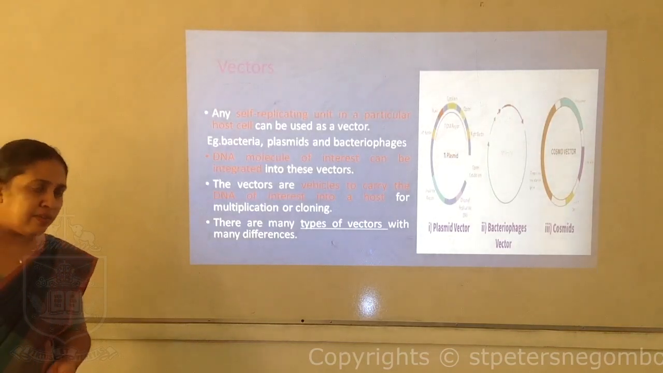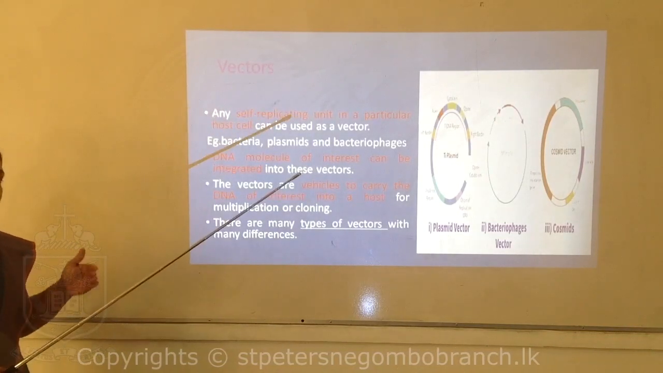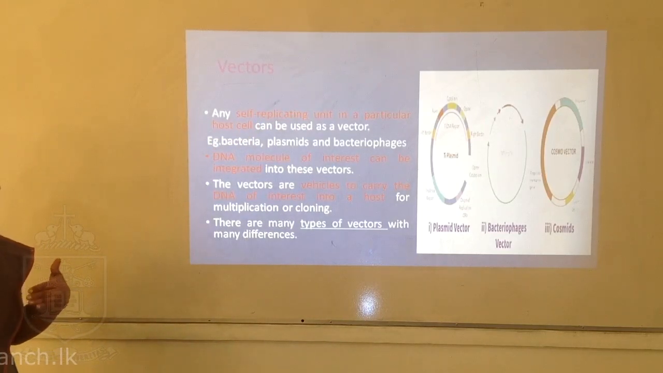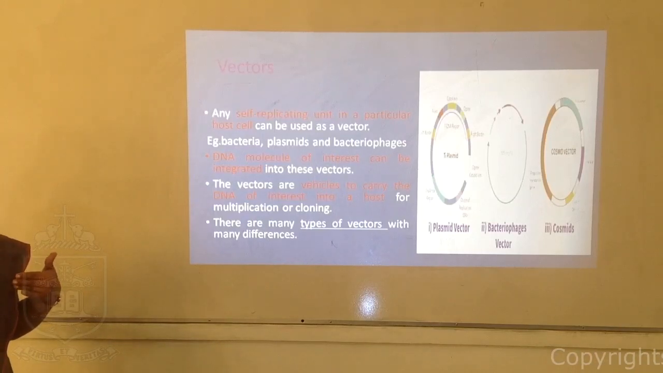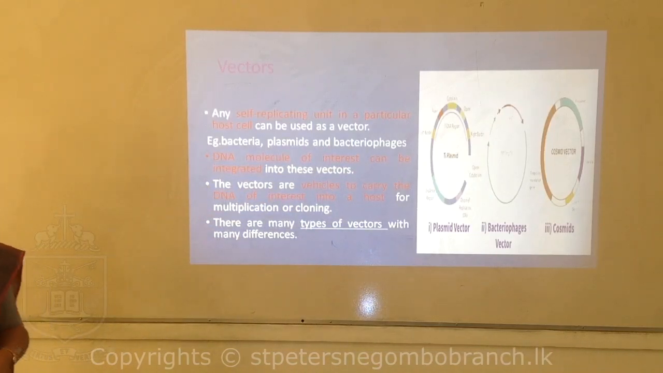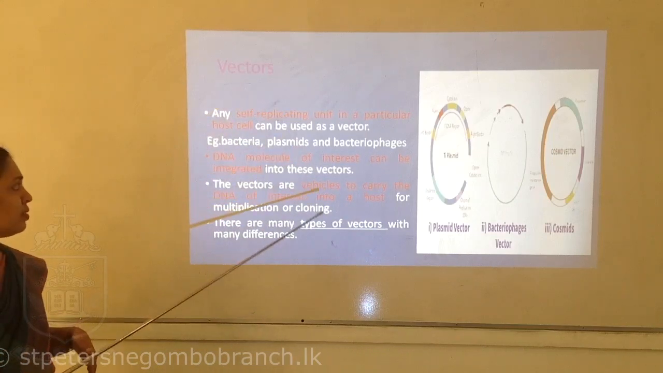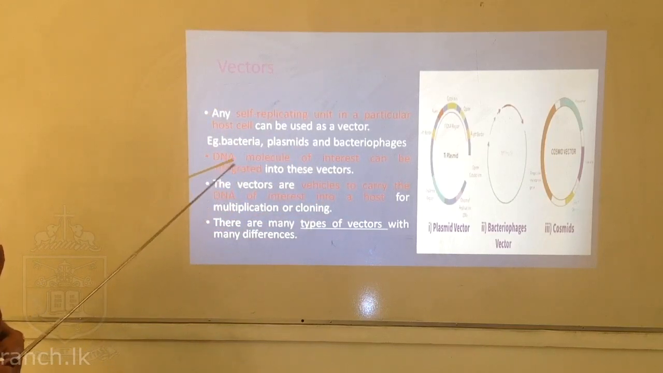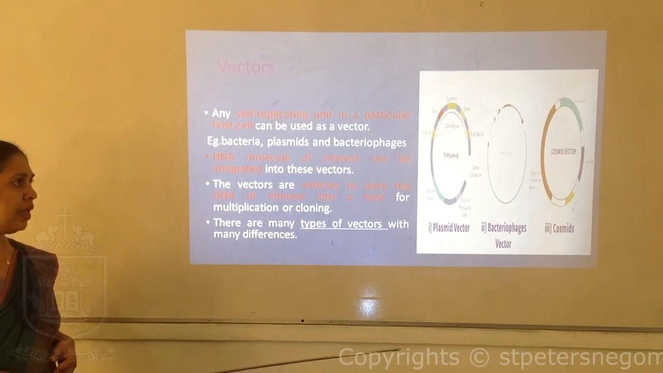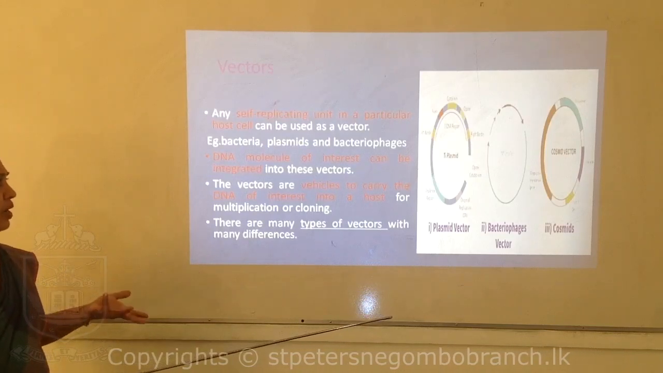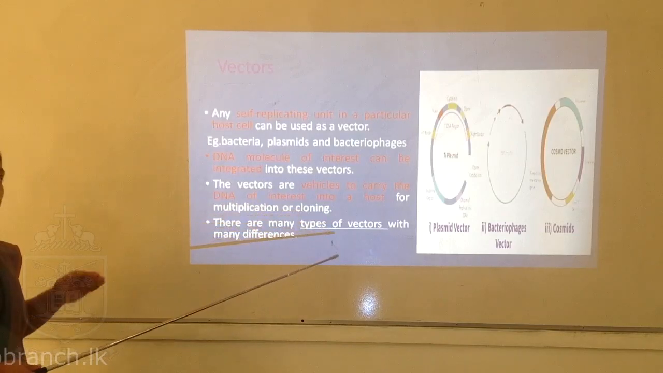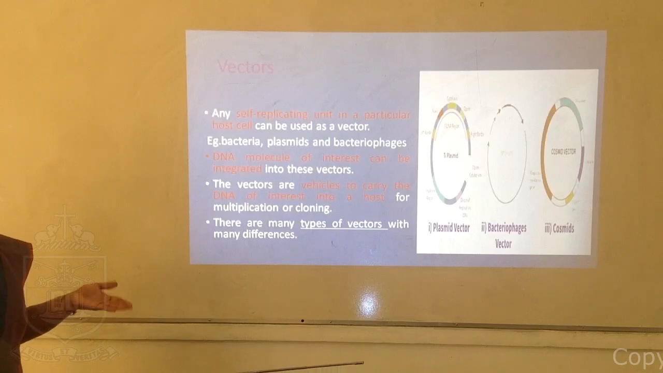And in DNA cloning, vectors are very important. Any self-replicating unit is known as a vector. It is usually a host cell, usually bacteria, plasmids or bacteriophages. It means bacterial viruses are used as vectors in cloning, and the DNA molecule of interest can be integrated into these vectors. They have plasmid DNA, and it can be integrated into these vectors. And vectors carry the DNA of interest into the host for multiplication or cloning.